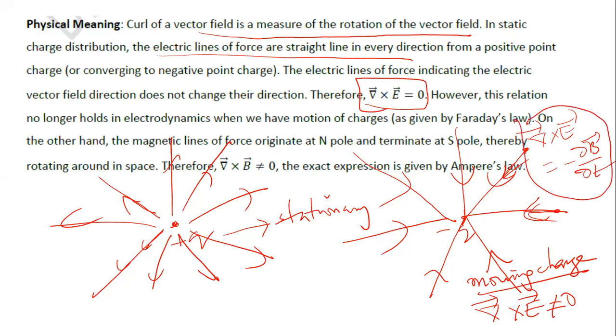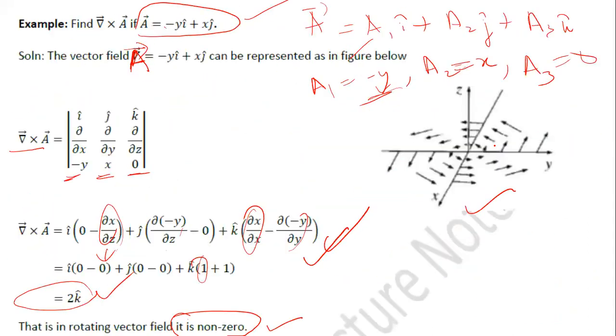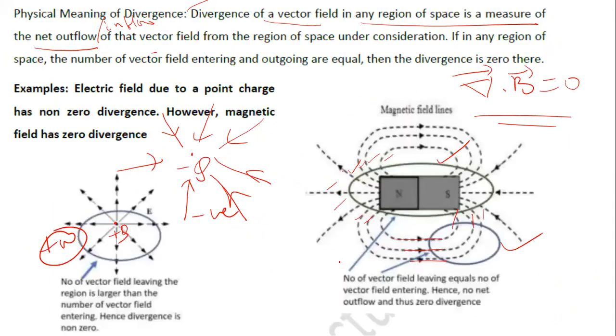Faraday's law is a case in which you have a non-static, moving charge. On the other hand, magnetic lines of force originate at the North Pole and terminate at the South Pole, and there is a rotation, as you have seen already here. Magnetic lines of force form a rotating field. In this rotating field, there is a rotation, which means curl of B is non-zero.